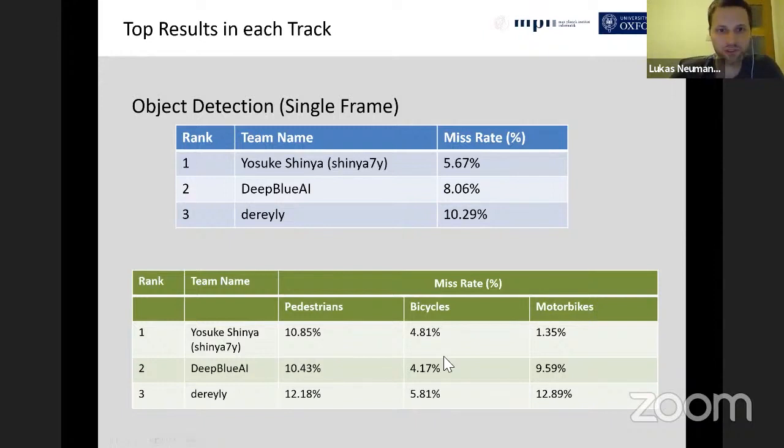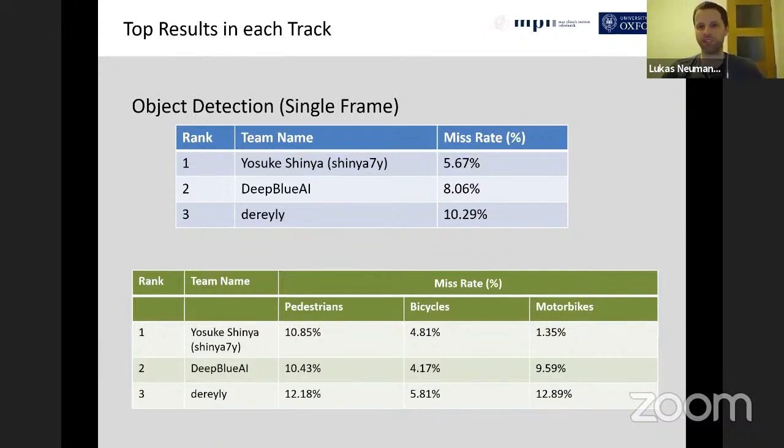However, where the difference seems to be, certainly for the winner, is the detection of motorbikes. The difference there is quite huge. You can see that the winning method only misses 1% of the motorbikes, whereas the second one missed 10% of them. So I would also be interested to see how this was achieved.